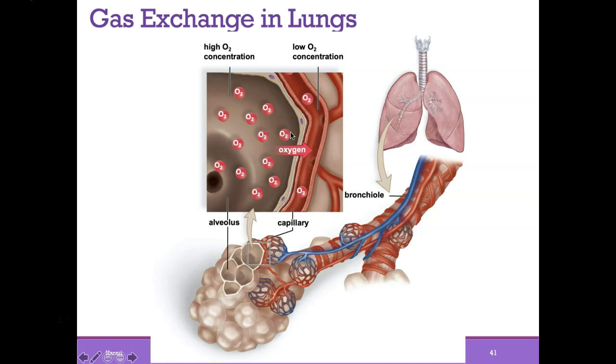And since oxygen is nonpolar, it can go right through the plasma membranes of the alveoli and the capillary walls, and that's how oxygen gets delivered to our blood. It goes from the high concentration of the lungs to where it's less concentrated in the blood. That happens passively. No ATP is needed.